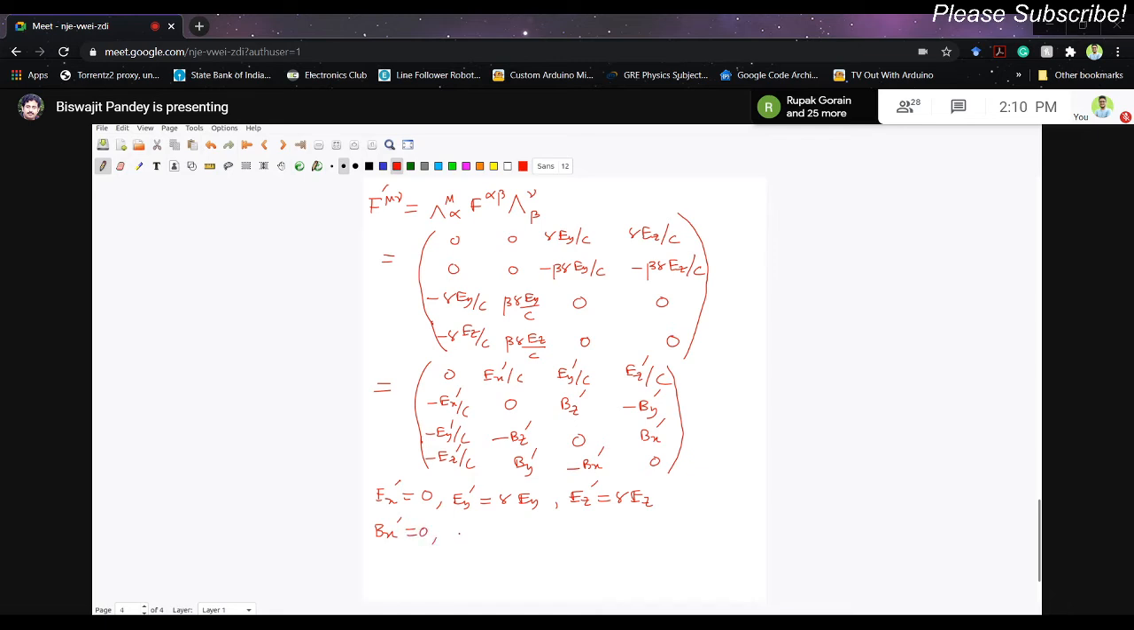What is By prime? Where is By prime? This is By prime, right? That is beta gamma Ez by c, you see, beta gamma Ez by c. What is Bz prime? Which one is Bz prime? Bz prime is this one, right? Second row, third column, that is minus beta gamma.